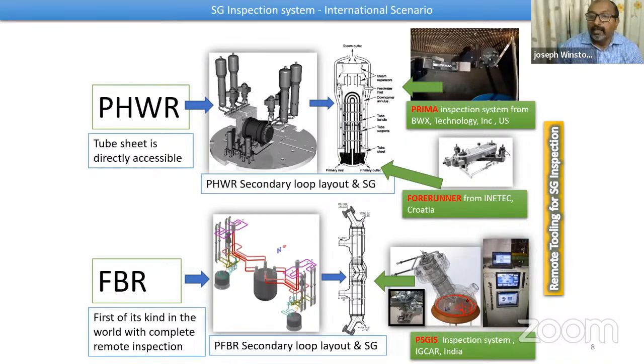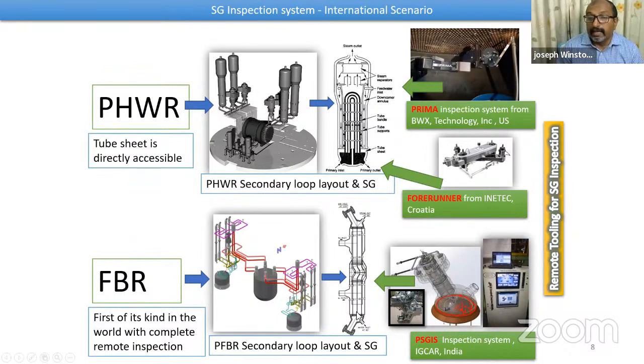So here, you can see the international scenario in PWRs, there are many players who are doing the design. There also the tube sheets are there, where there is a tube runner through which the probes are deployed, and then that pushes through the steam generators in PHWRs. But in the international scenario, we are the first to develop one system for the fast reactors, which is the PFBR steam generator inspection system, PSGIS.